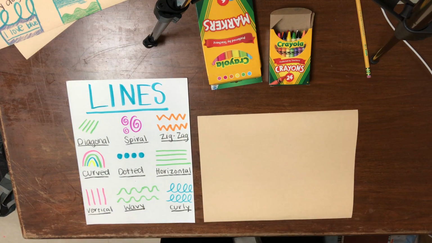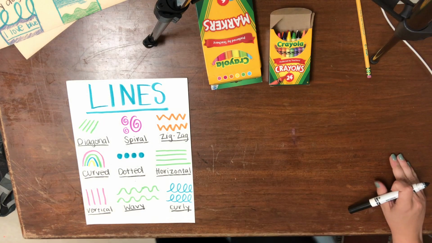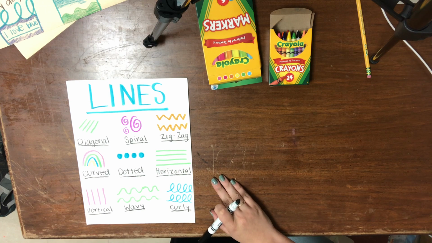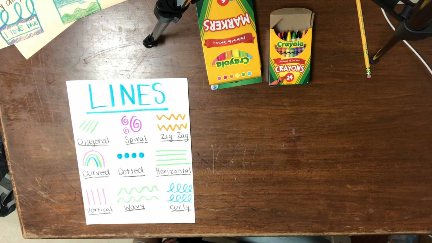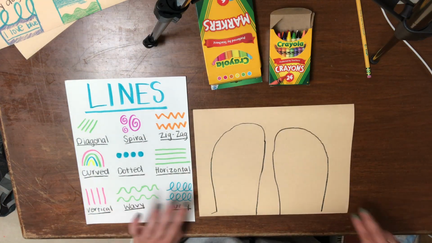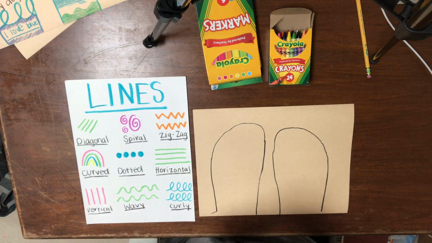So I'm going to put my paper on the floor real quick. I know you can't see me putting it on the floor, but I am. And I'm gonna trace my shoes. And I'm going to trace them with a pencil. That way, if I make a mistake, I can erase. Okay? So here's my shoes.